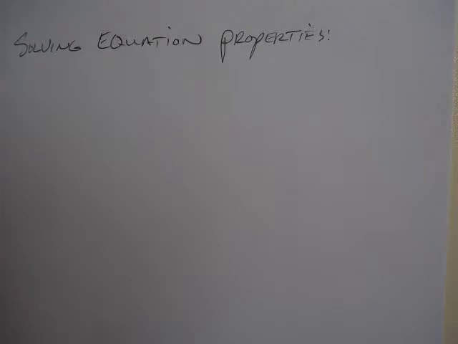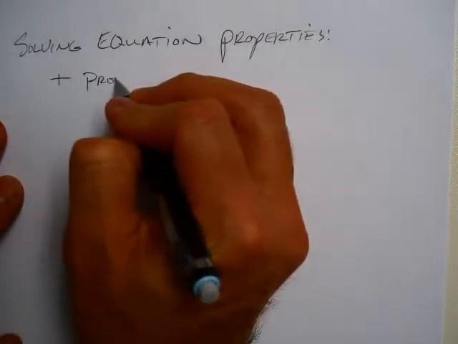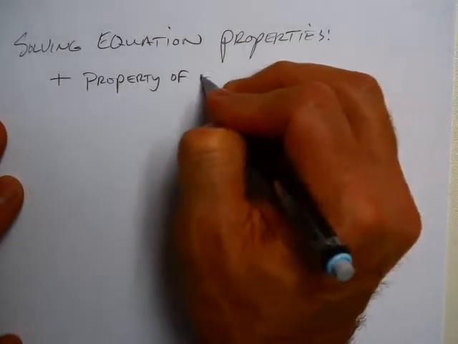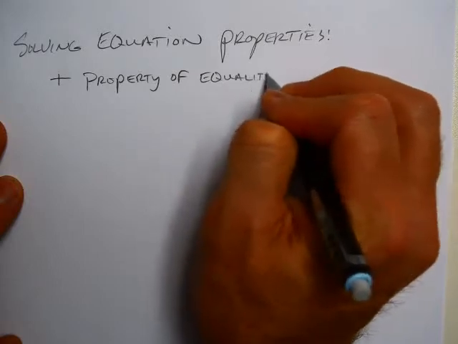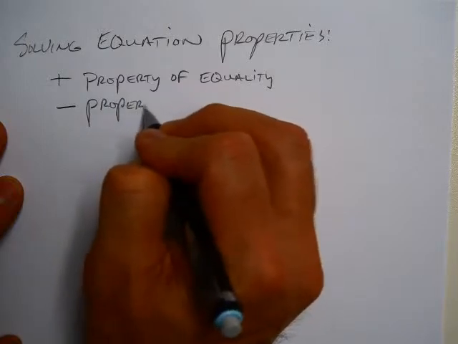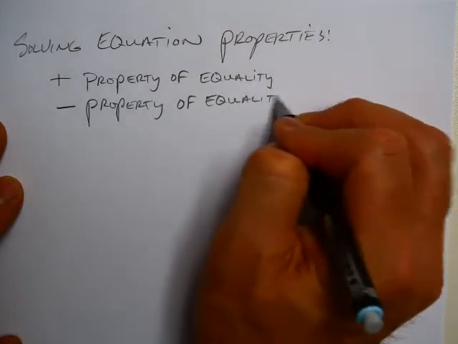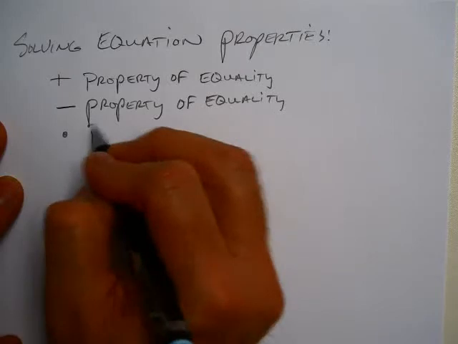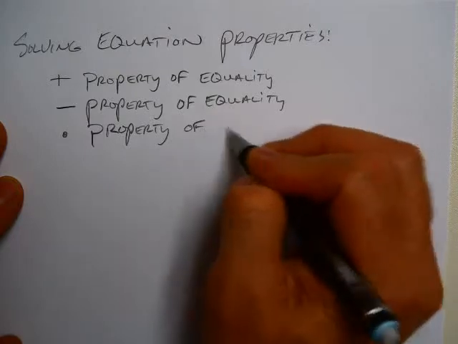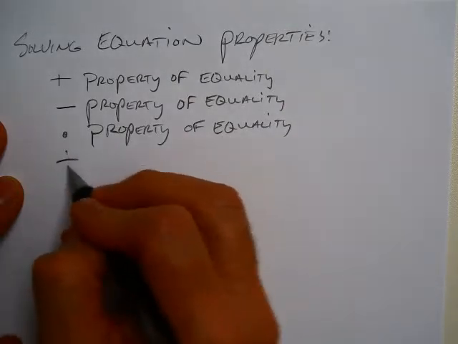The four main, I'm going to call them the four main ones. There are 5, but the 4 main ones are the addition property of equality, the subtraction property of equality, the multiplication property of equality, and the division property of equality.